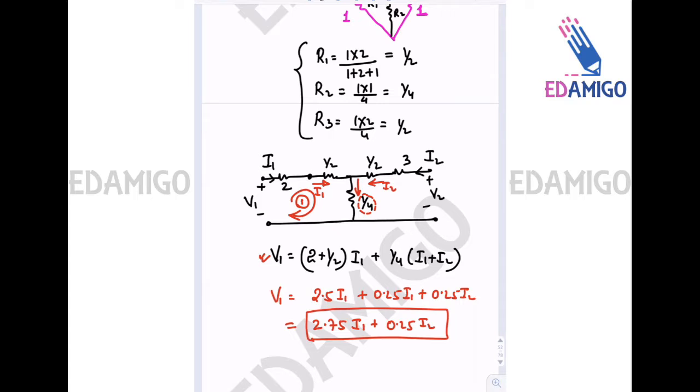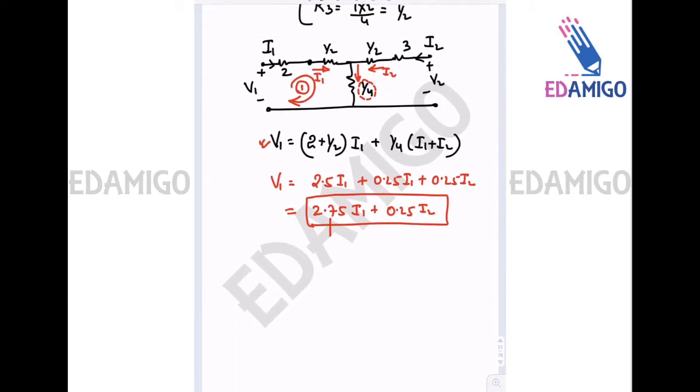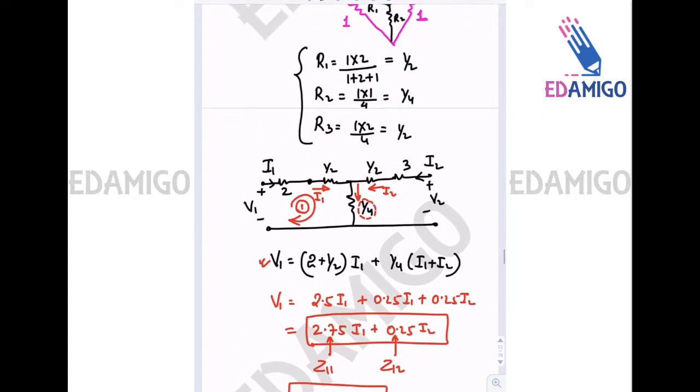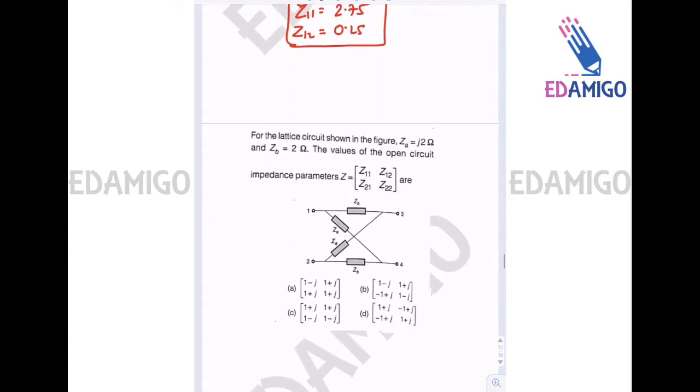From here we can see that this is Z11 and this is Z12. So Z11 is 2.75 and Z12 is 0.25 ohms. So Z11 is 2.75 and Z12 is 0.25. So A is the correct option to the question.